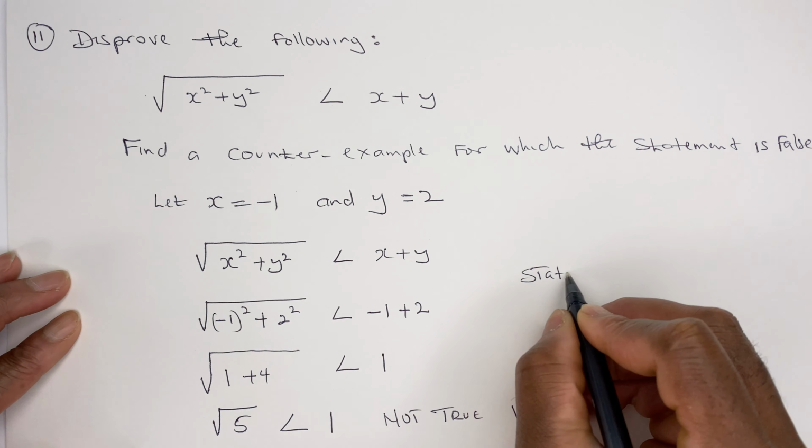Right, question 12. We need to prove by exhaustion that the product of any 3 consecutive integers is even. Right, a few things we need to remind ourselves. This is called recall.